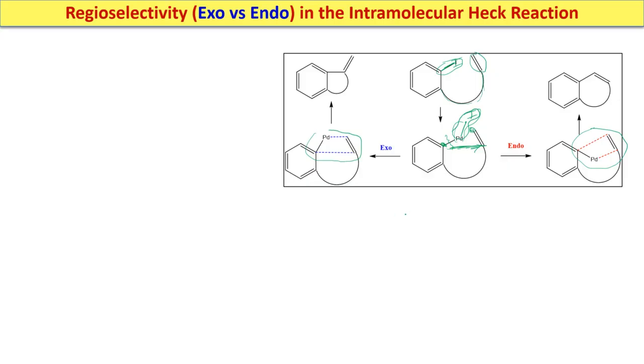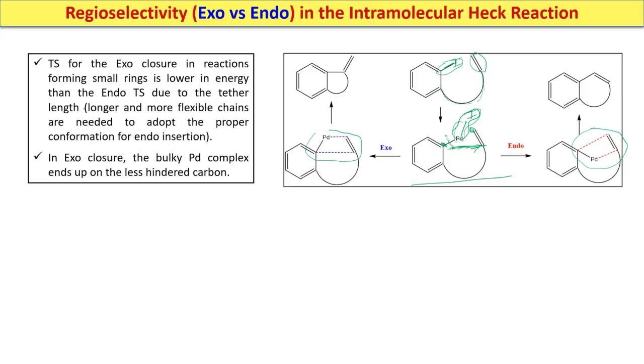So in this case we are getting a smaller ring if you consider the same substrate, and if you compare the ring size for exo and endo, here we are getting the smaller ring. So here we have to remember that the transition state for the exo closure in reactions that are forming small rings is lower in energy when we are comparing the endo transition state in the same reaction, and that is because of the tether length. So longer and more flexible chains are needed to adapt the proper conformation for endo insertion. So this is the reason.